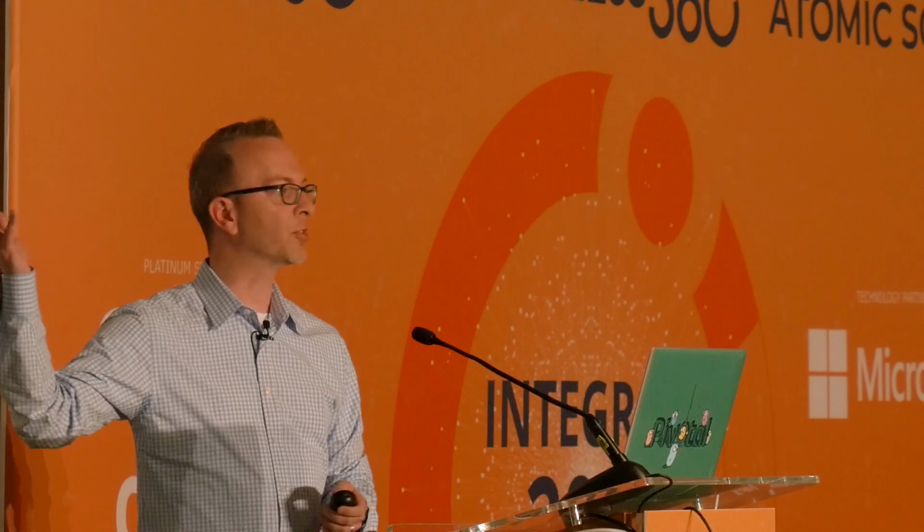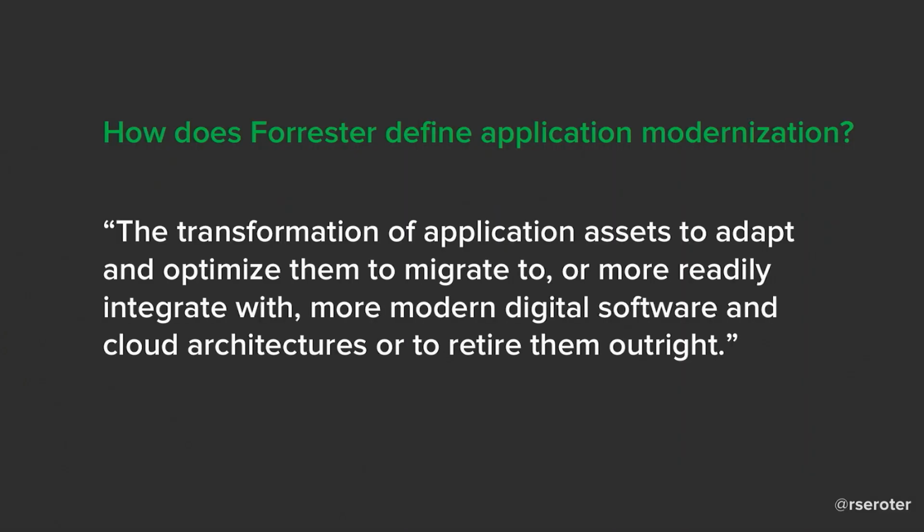And so what does Forrester say modernization is? Let's be clear on some definitions. I like theirs. It's transforming application assets, adapting them, optimizing them to migrate to or readily integrate with more modern digital software. Right, we're updating things to be able to work with some of the new things. That's what it typically means.